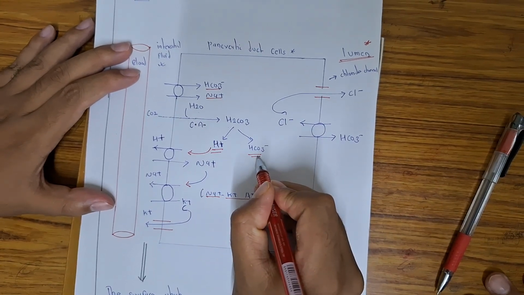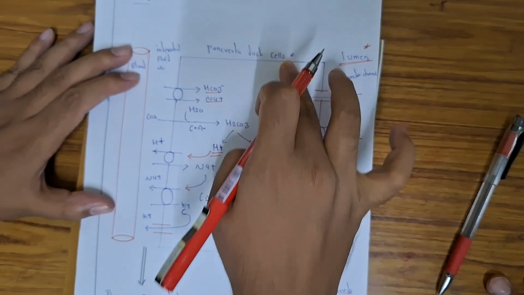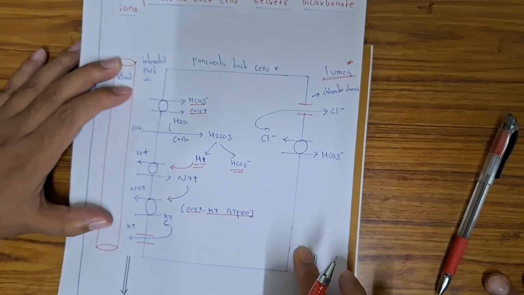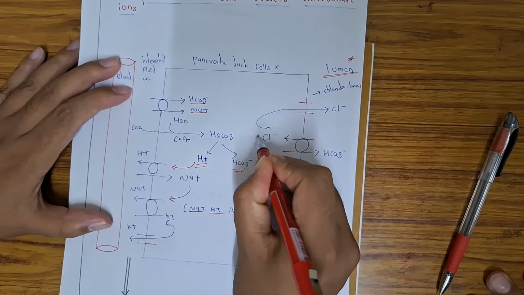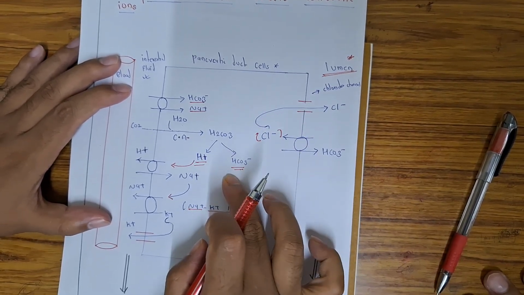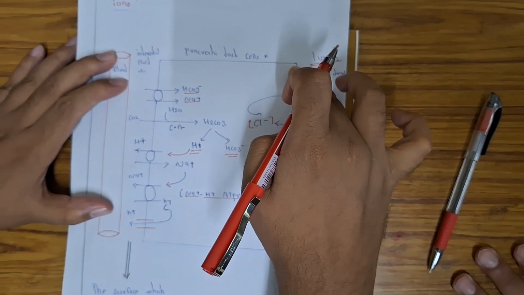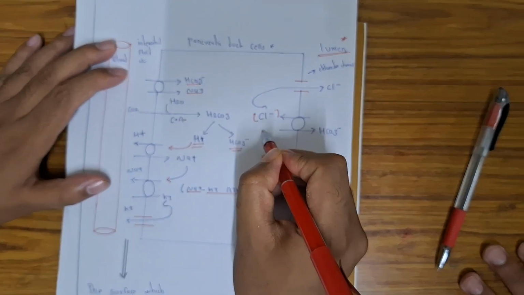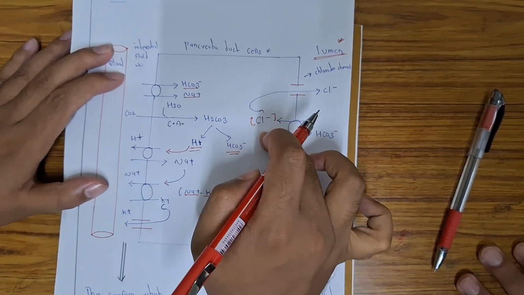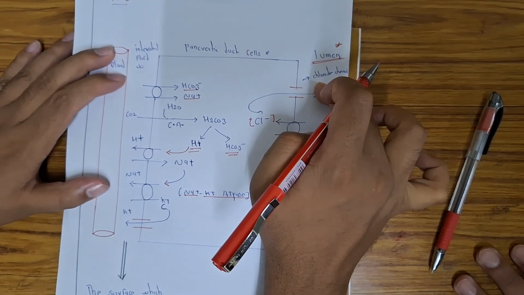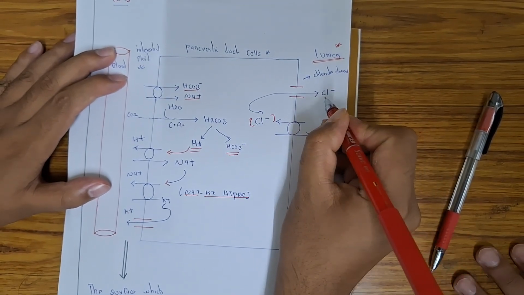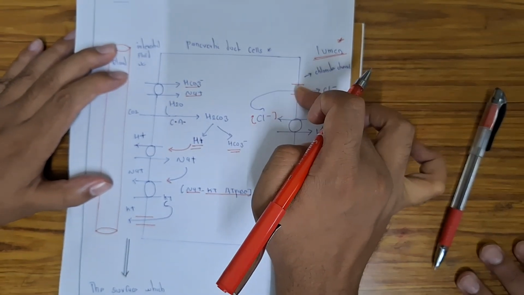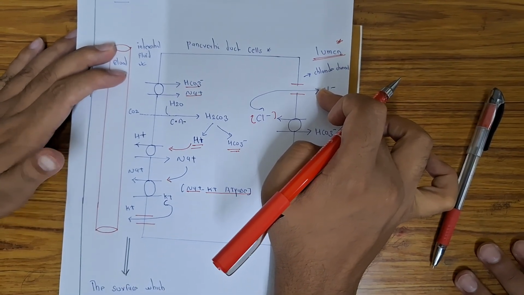Later, these bicarbonate ions from the pancreatic ductal cells enter into the lumen through the luminal surface in exchange with chloride ions. We can see in the figure this bicarbonate ion enters into the lumen through the luminal surface in exchange with chloride ions. After that, these chloride ions again leak into the lumen by a special channel called the chloride channel.